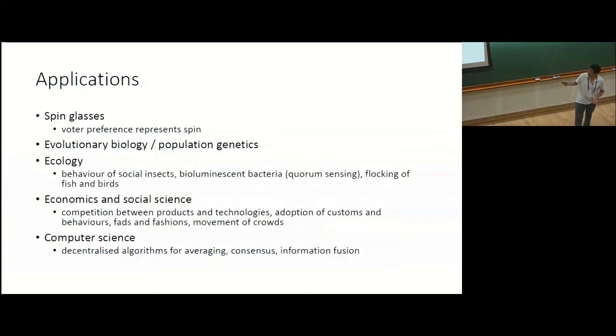Okay, and voter models have lots of applications. So I talked about population genetics already. I believe the study of voter models first arose in spin glasses in statistical physics as a kind of description of the Ising model.